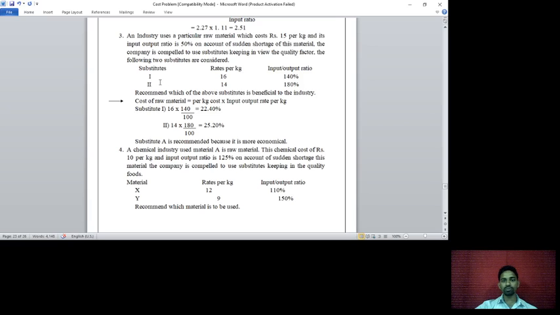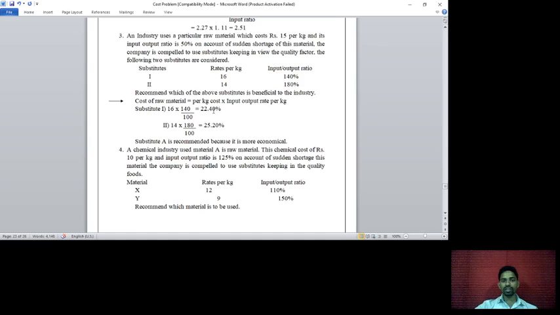So for that purpose we have to calculate the cost of raw material. Okay, and what's the formula of the cost of raw material? The formula is: cost of raw material equals rate per kg into input output ratio per kg. Okay, so now for the first substitute, rate per kg is given. So see here, rate per kg is 16 into input output ratio is 140%. So 140% means 140 divided by 100, you will get the answer.